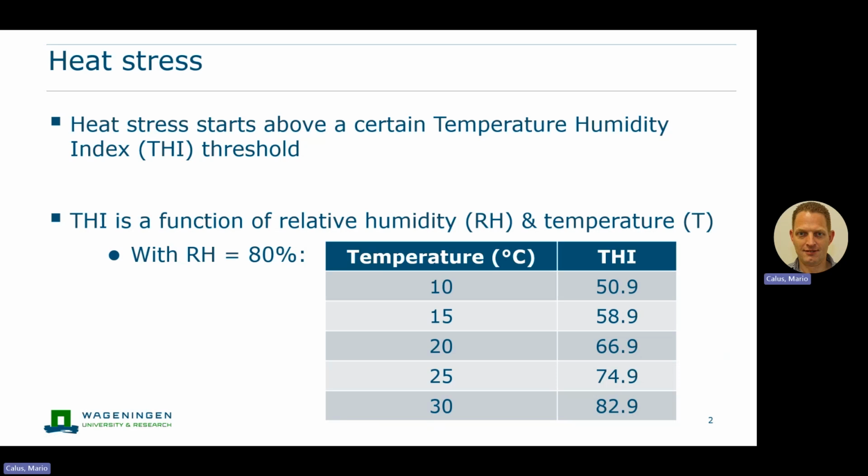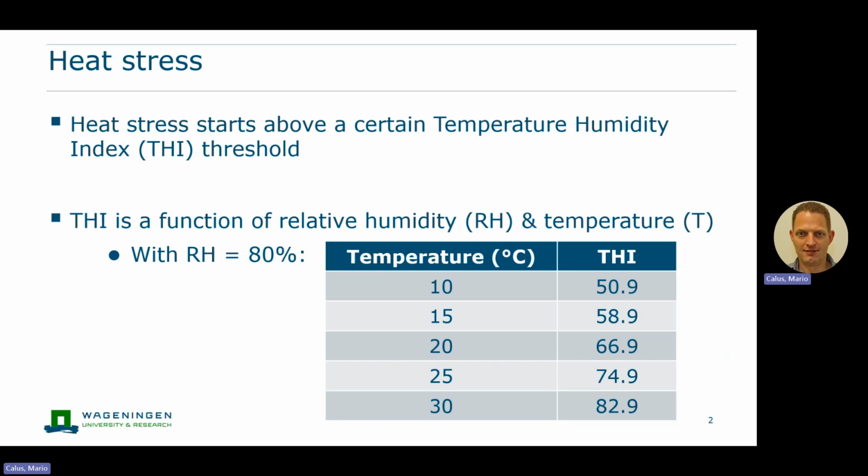As I said also in the previous lecture, if you model G by E, or the environmental sensitivity of individuals relative to temperature or heat, that typically starts above a certain threshold. For most applications, people have been using the temperature humidity index, which is a combination of the temperature but also the relative humidity, as I will show later.